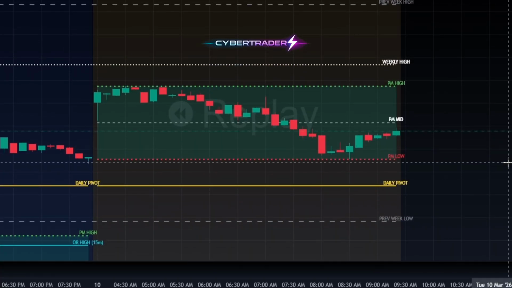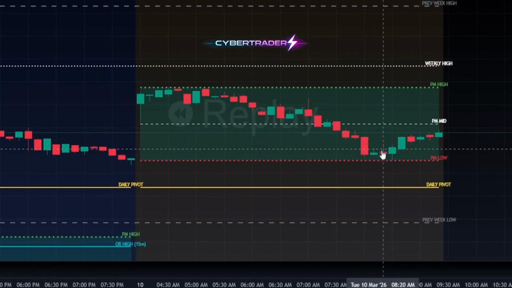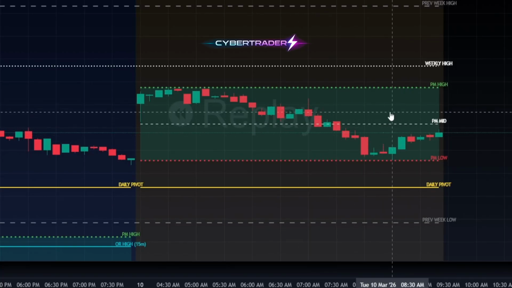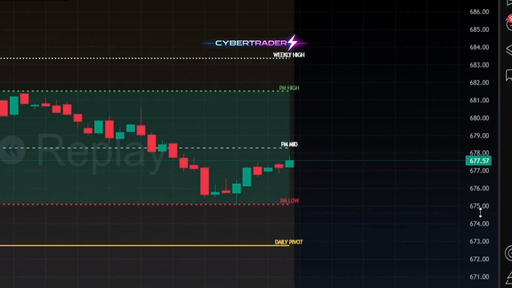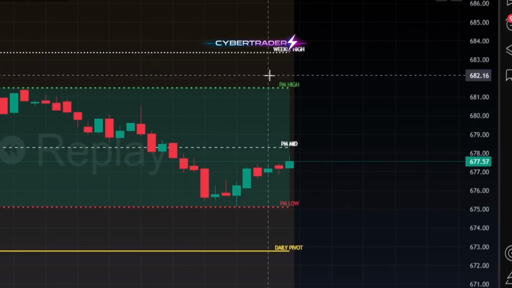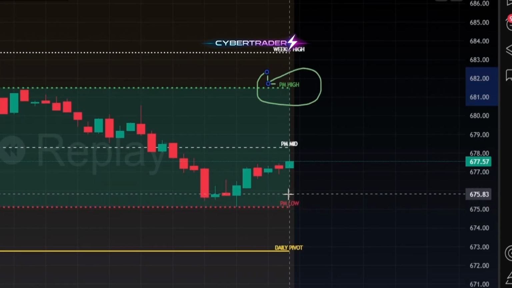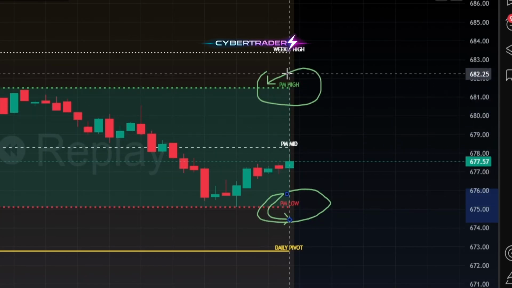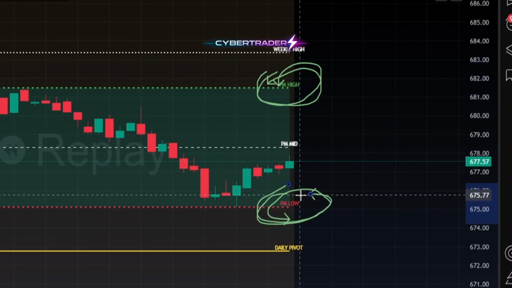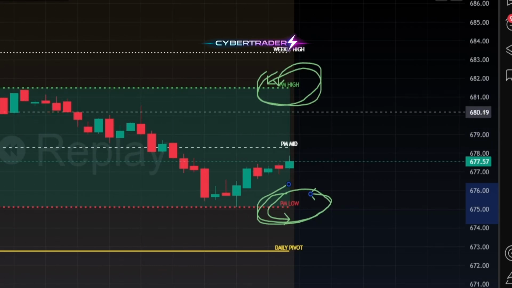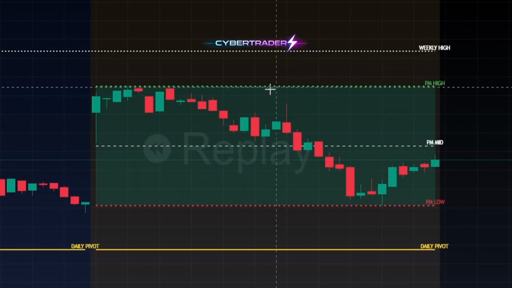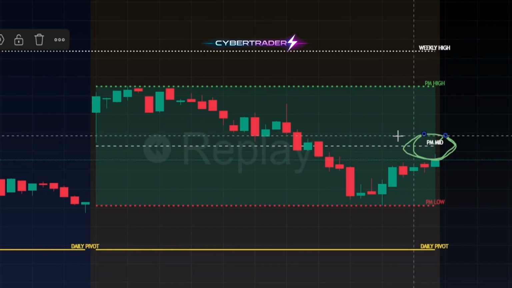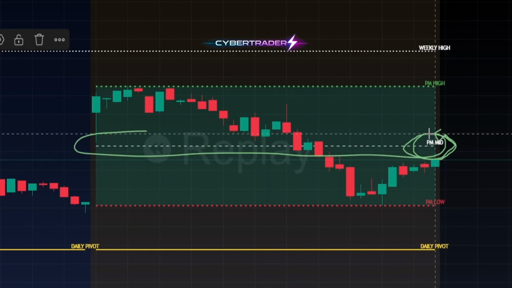Different market, same idea. Price forms a range before the main session begins, and that range often becomes the map for the rest of the day. Right here you can see the main range high, and down here you can see the main range low. On stocks, these are labeled PM high and PM low. The shaded box between them shows the full range, and right in the middle you'll see the midpoint, or equilibrium.